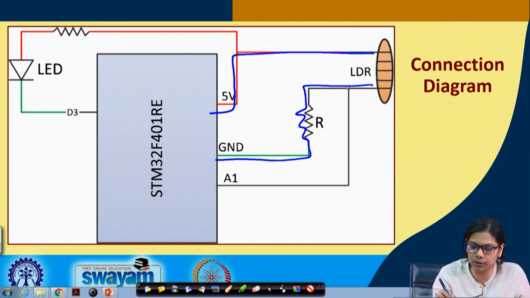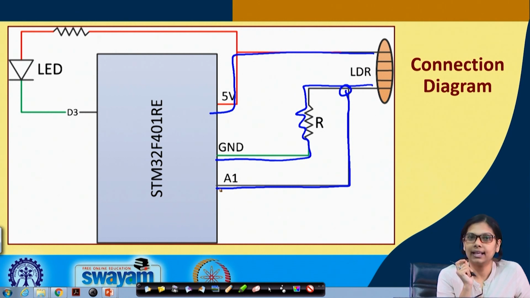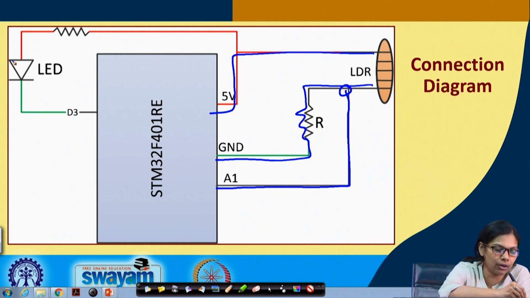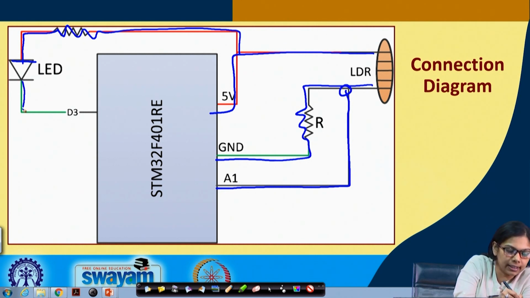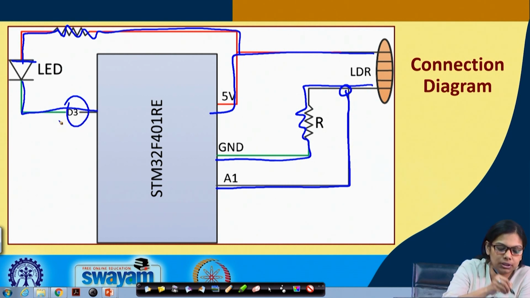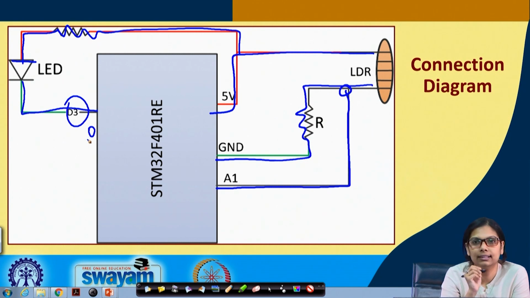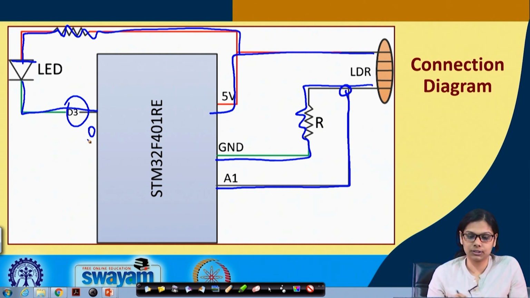The analog value that we are taking as input is from this point to port A1. And as I said, to simulate a bulb we are using an LED. The anode is connected through a resistance to 5 volt, and the cathode is connected to port D3. If this value is 0, then the LED will glow. But D3 is the PWM pin, so we have to make sure that it glows with full intensity or with a little less intensity, or it will be off. So, this is the circuit diagram. Now, let us move to the code.